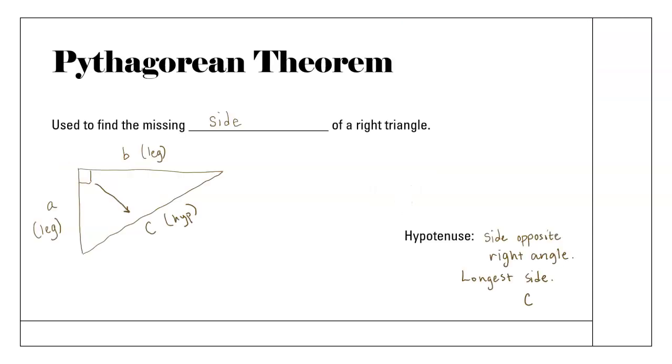So the formula: the Pythagorean Theorem says that in a right triangle, A squared plus B squared has to equal C squared. And we can use that to find any of the missing sides in a right triangle.